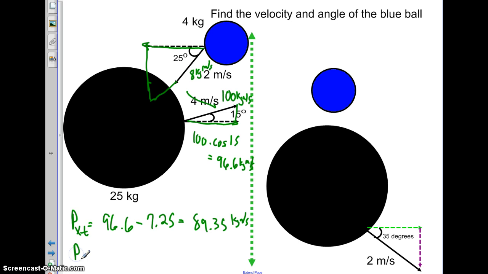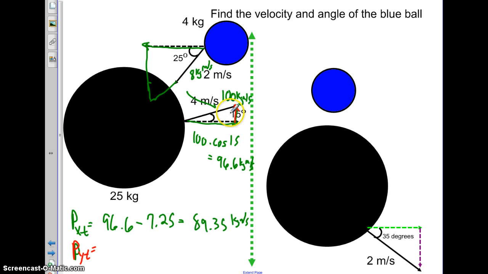The total y is going to be similar. Let me do it in a different color. The only difference is that for the total y momentum, instead of the cosine, you're going to take the sine of all these. It's still the hypotenuse, it's just sine 15. So here you've got 100 times the sine of 15. This is, again, our positive because it's going up.